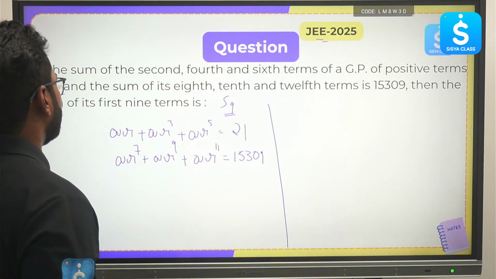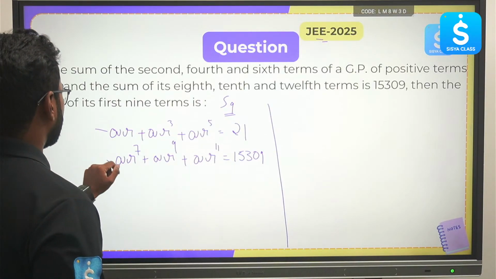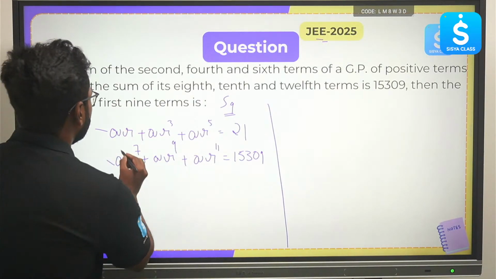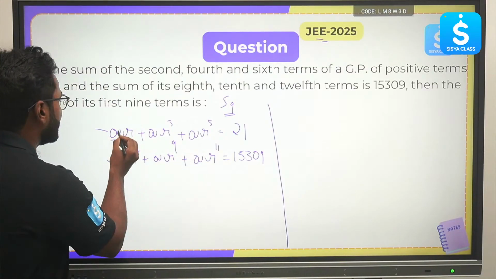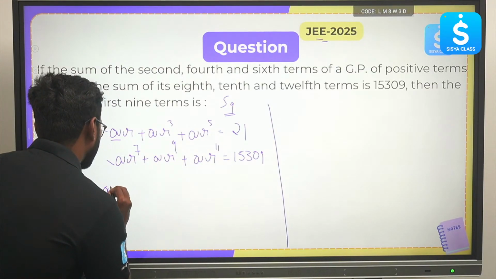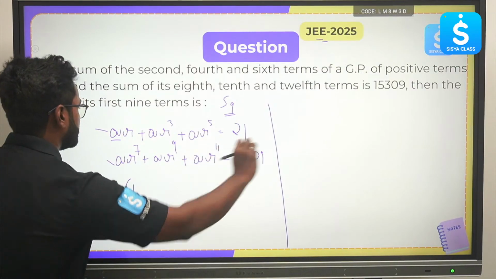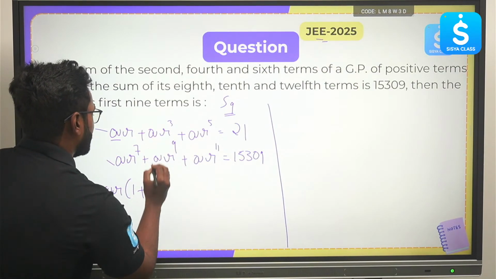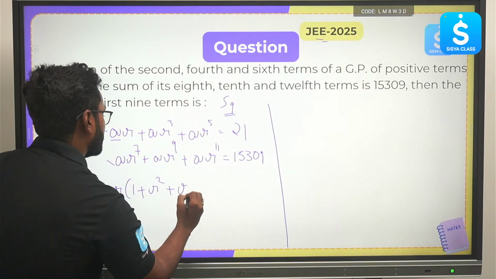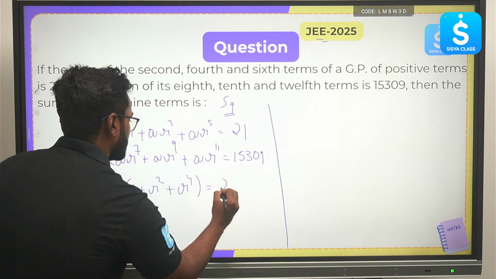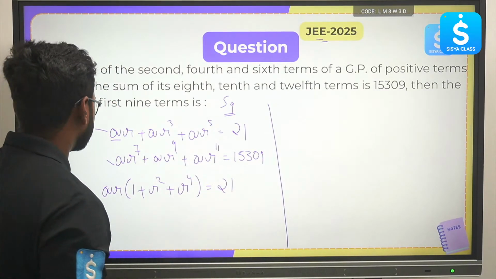Okay, let us take common from 1 and R, sorry, A and R. You can see A is common in every term. Let us take AR as common. AR into 1 plus R square plus R power 4 is equal to 21. Hope you understood till here.